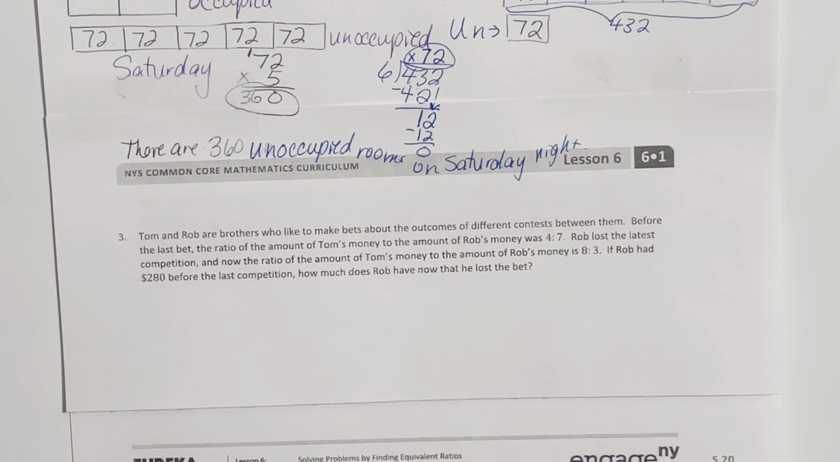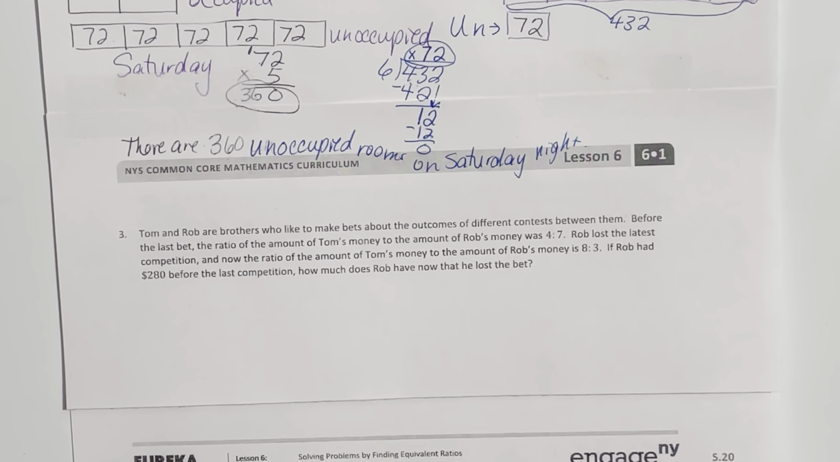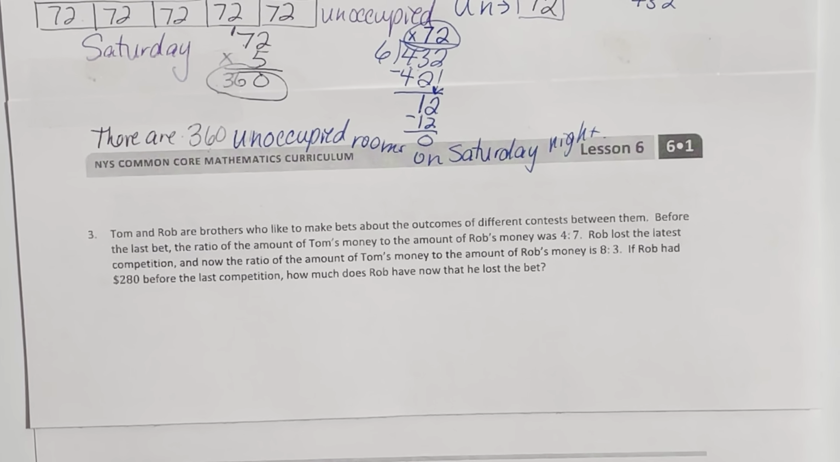All right. Tom and Rob are brothers who like to make bets about the outcomes of different contests between them. Before the last bet, the ratio of the amount of Tom's money to the amount of Rob's money was 4 to 7. Rob lost the latest competition and now the ratio of the amount of Tom's money to the amount of Rob's money is 8 to 3. If Rob had $280 before the last competition, how much does Rob have now that he has lost the bet?